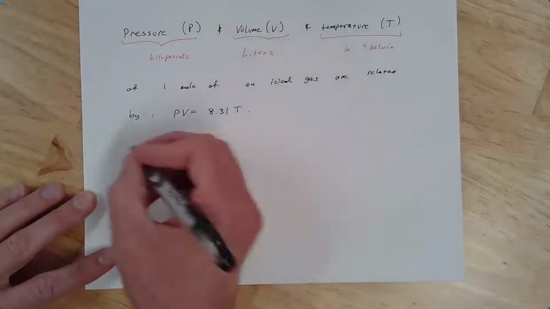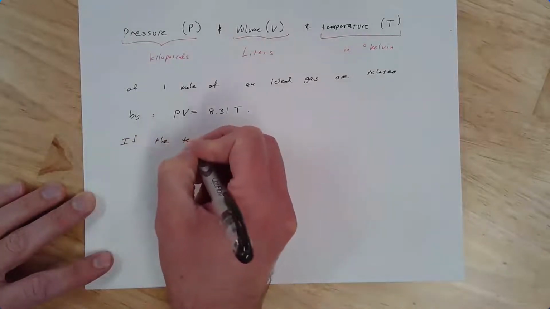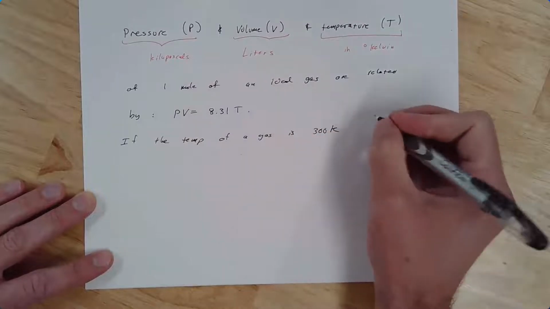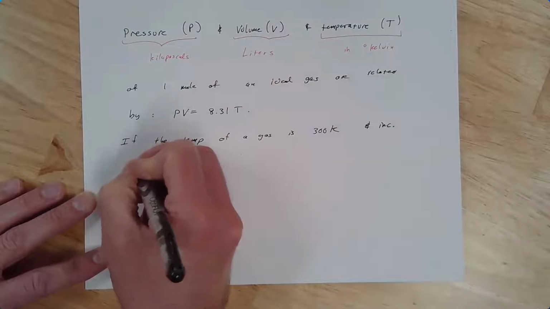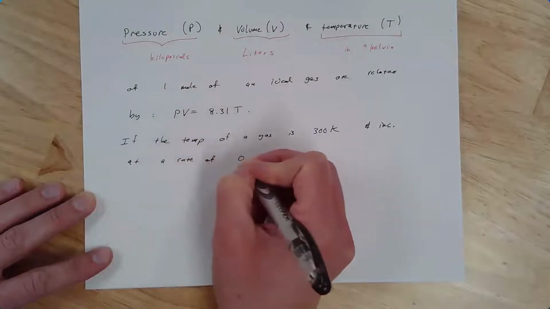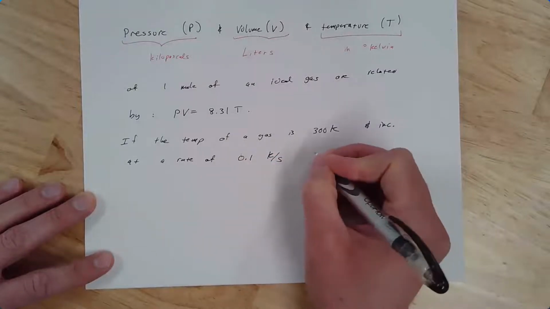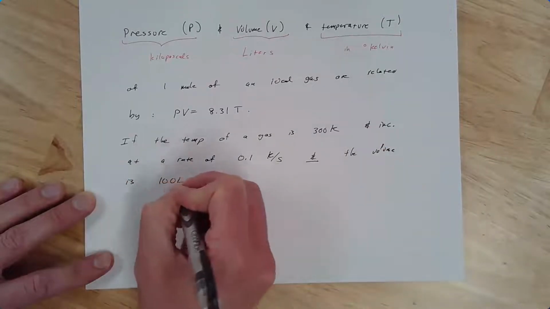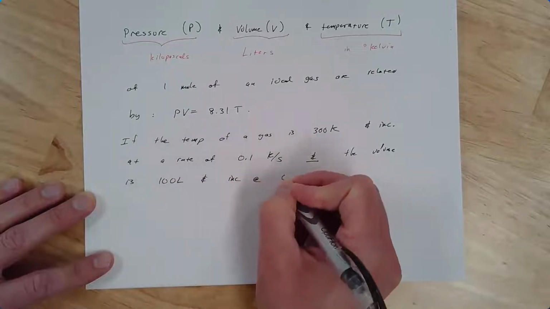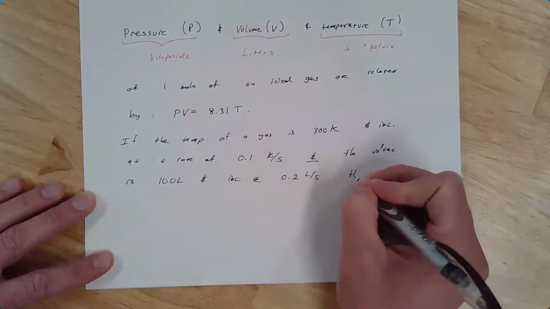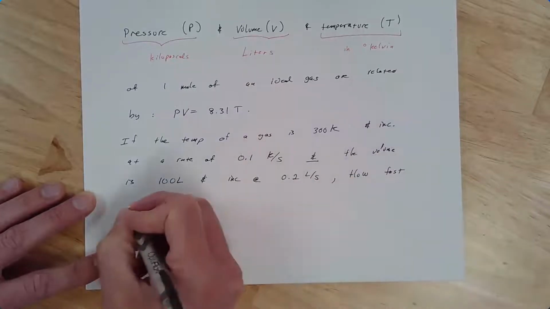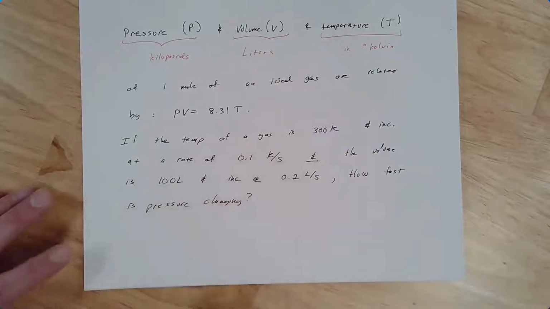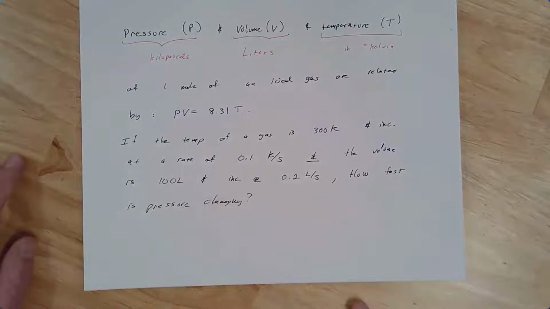So here's what we're going to ask. If the temperature of a gas is 300 kelvins and increasing at a rate of 0.1 per second, and the volume is 100 liters and increasing at 0.2 liters per second, how fast is the pressure changing? Excellent question. How fast is the pressure changing?